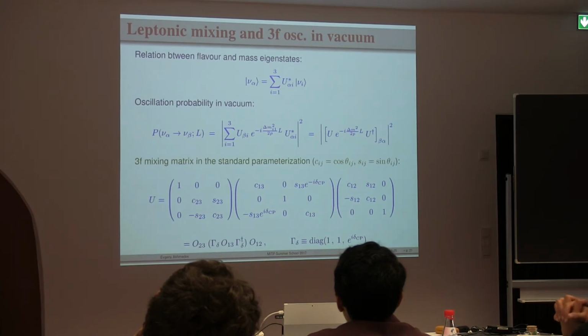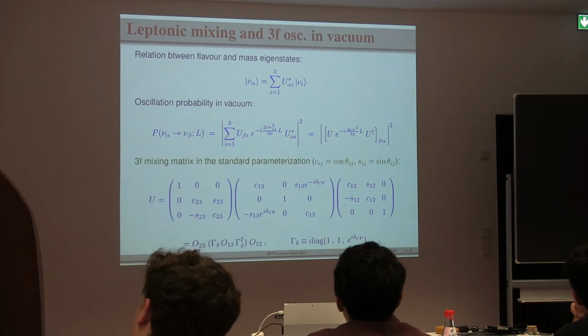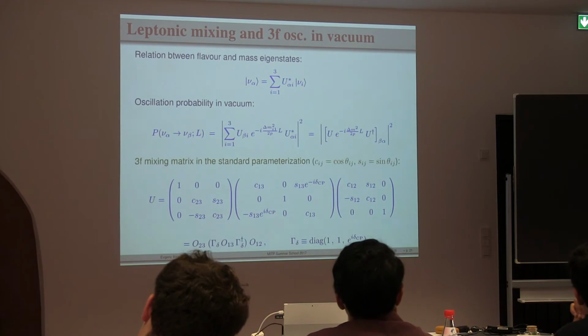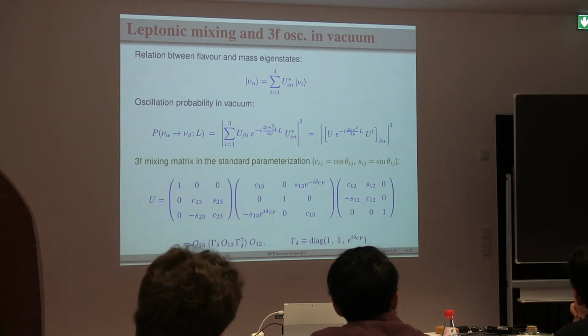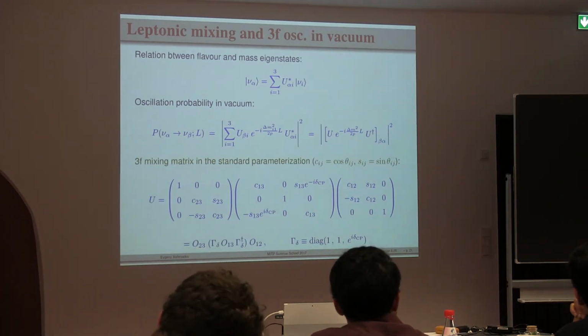Of course, this representation is not unique. It's just one of many possible representations. But it is a very convenient one, and it is commonly used. It's now called the standard parameterization. You can find it in the Particle Data Group, and that's what is now used by essentially everyone. Long ago, people were using different conventions, and it was a mess. Now everyone uses this convention.